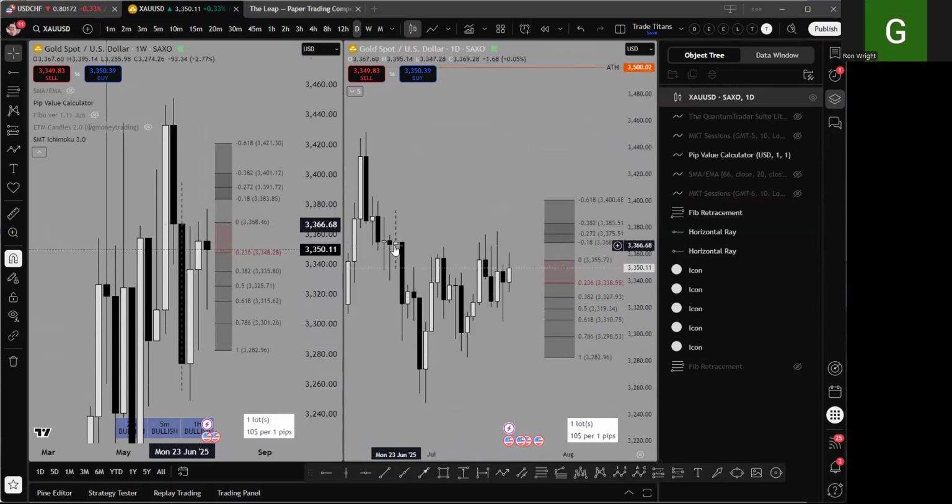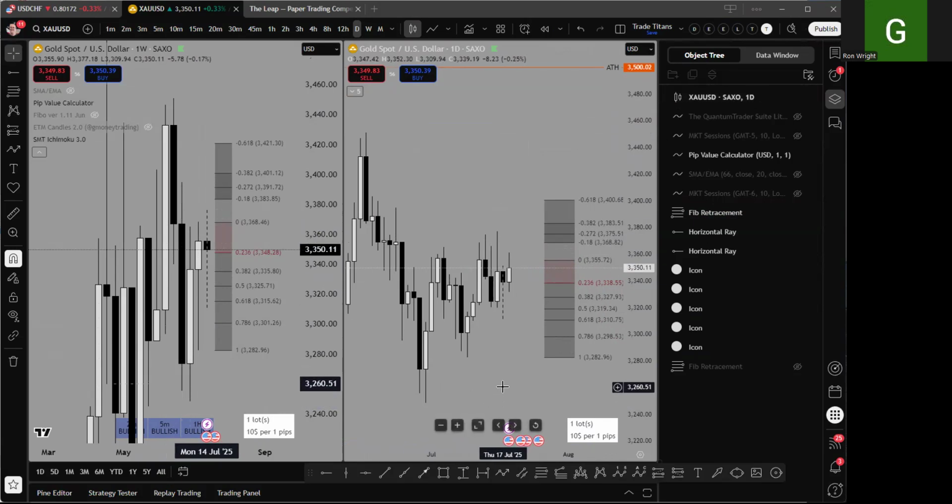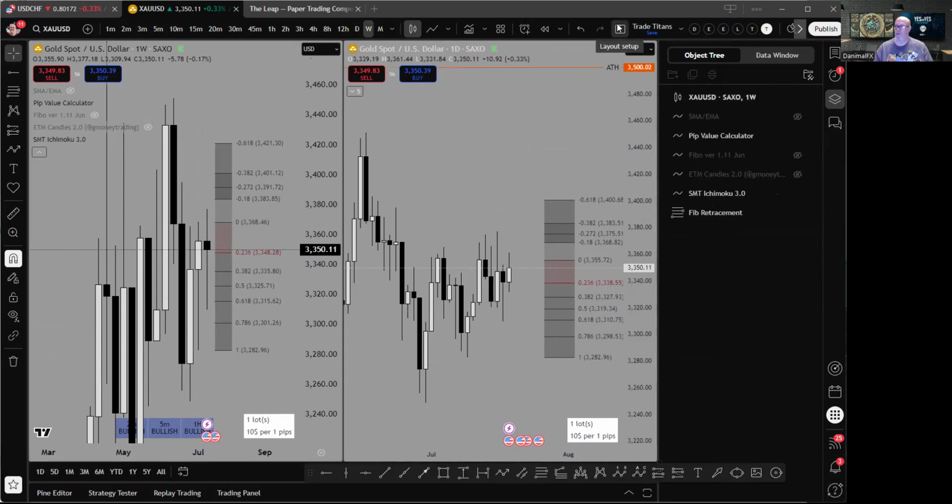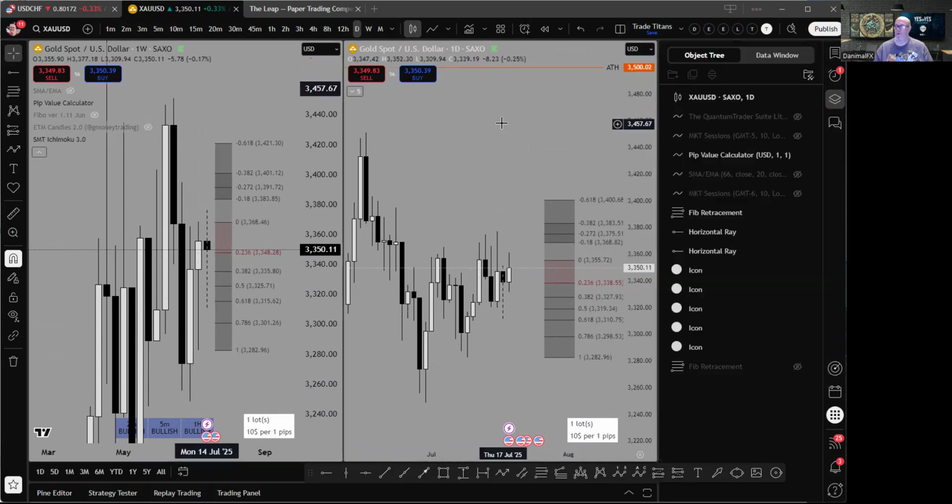So we don't fib the daily. We just start with the weekly. That's basically where you start with the fibbing. And I always just want to keep my weekly. So I'm gonna close this one chart. We're gonna go into 1 hour and use the stack.